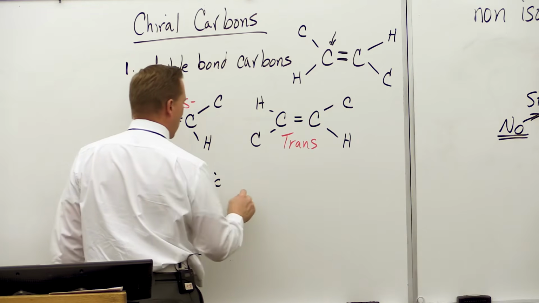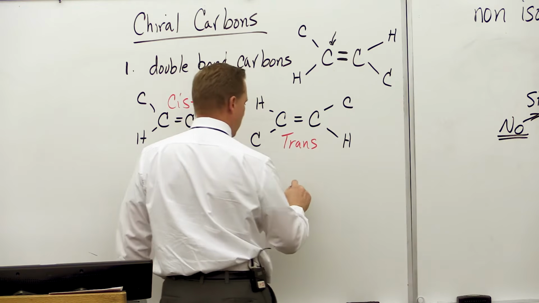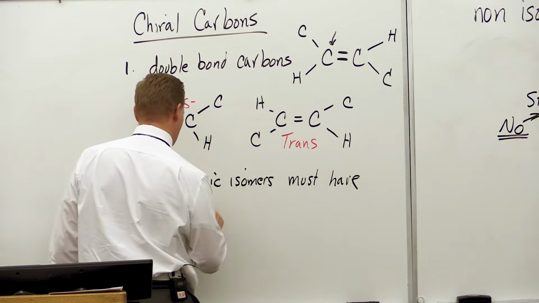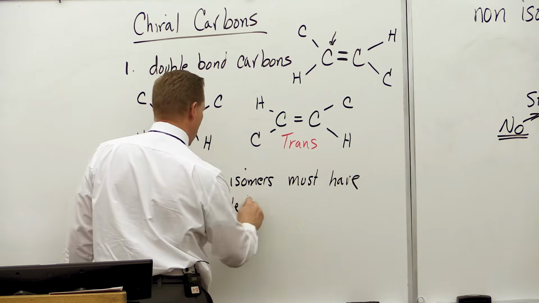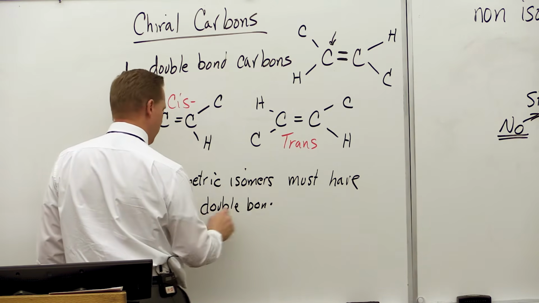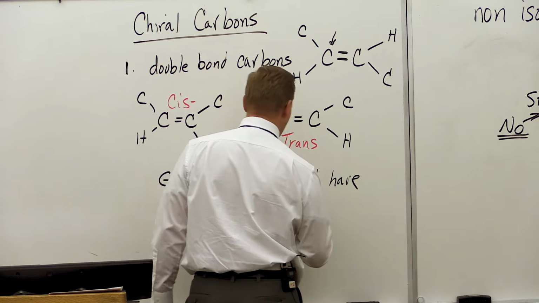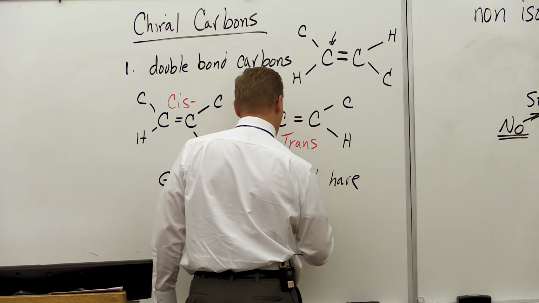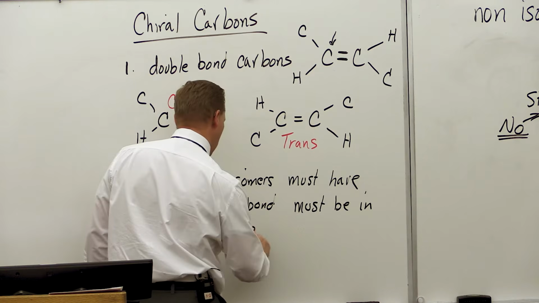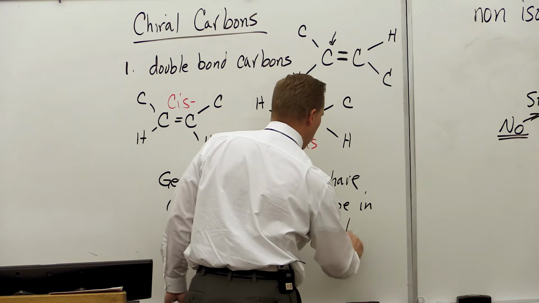So geometric isomers, if they're going to be a geometric isomer, must have a double bond. So we'll put a carbon-carbon double bond. So it must have a carbon-carbon double bond, and they must be in opposite orientation.